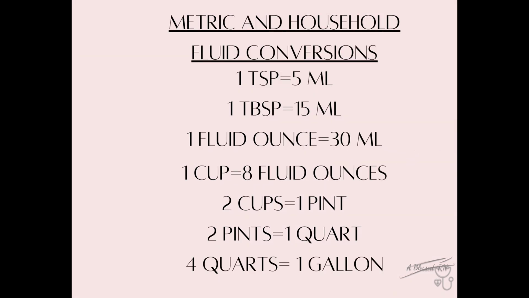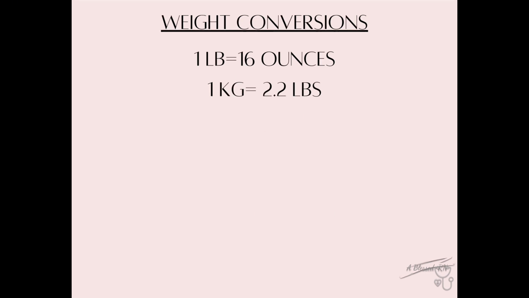conversions. Now, your conversions for household to metric for your fluids include teaspoon, tablespoon, and fluid ounce. I like to remember these by saying you put a teaspoon on top of a table. So that's the smallest one. So 5, 15, 30. The other conversions you would need to know is 1 cup is 8 fluid ounces, 2 cups is 1 pint, 2 pints are 1 quart, and 4 quarts are a gallon.